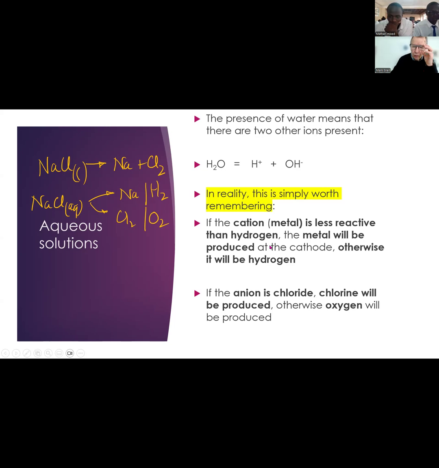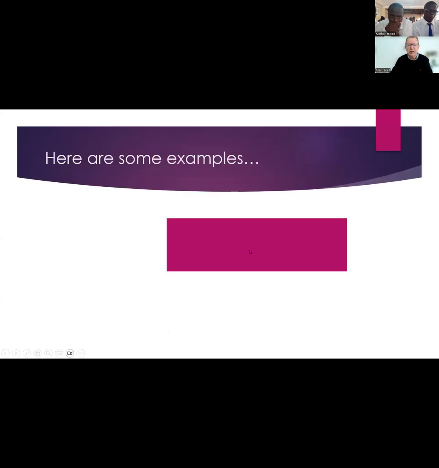At the cathode, we'll get metal or hydrogen. At the anode, we'll get chlorine or oxygen. If the metal is more reactive than hydrogen, it is not produced. It is easier to produce hydrogen. If it's got chloride, then we will get chlorine. Otherwise, we will get oxygen. Okay, so let's try that.